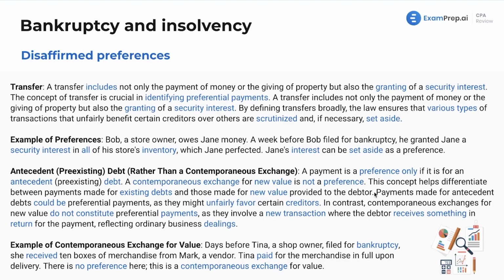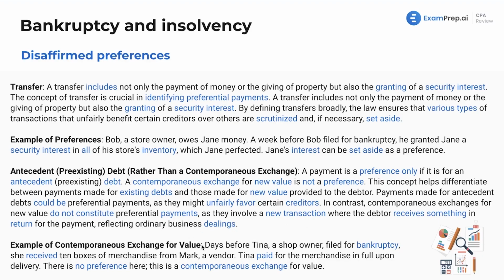So if we enter into a new agreement, a financing agreement to buy a new car after the bankruptcy filing, that's dealt with separately. Payments made for antecedent debts could be preferential payments, as they might unfairly favor certain creditors. In contrast, contemporaneous exchanges for new value do not constitute preferential payments, as they involve a new transaction where the debtor receives something in return for the payment, which is just ordinary business dealings.